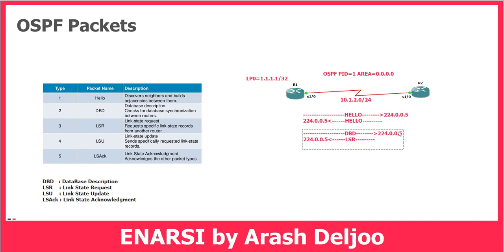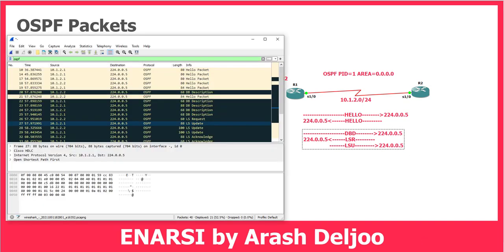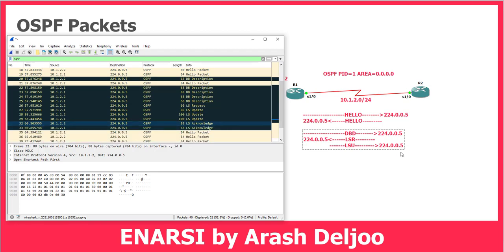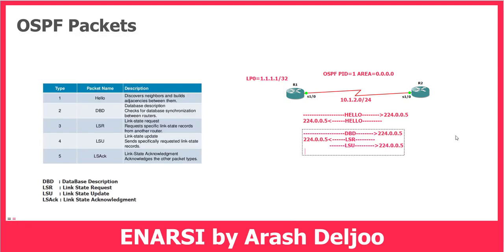Here we have one link state update, LSU, again to 224.0.0.5. And then let me show you what is happening. After the link state update, we are receiving the link state acknowledgement again. And you can see the process is completing. This is the LSAck.